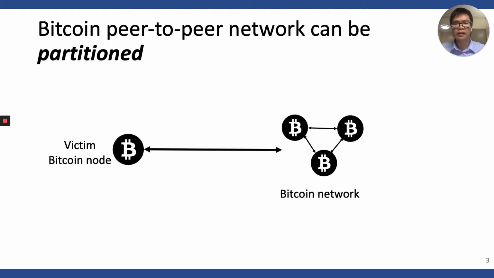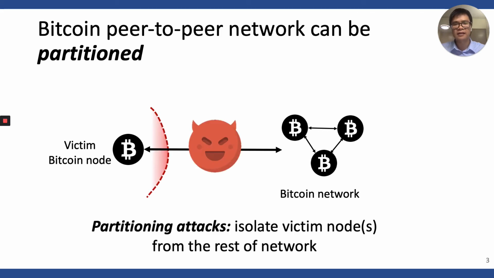We define partitioning attacks as attacks that isolate one or more victim nodes from the rest of the network. In these attacks, the attacker controls all connections of the victim with the peer-to-peer network and arbitrarily disrupts the data transmission.